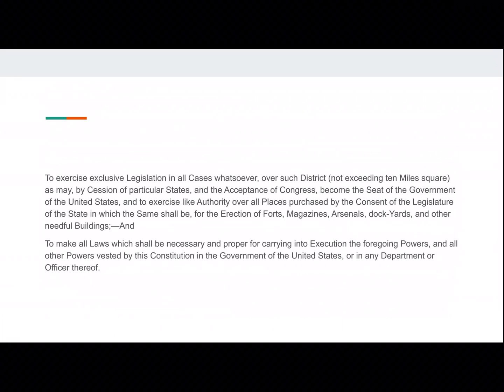And to make all laws which shall be necessary and proper for carrying into execution the foregoing powers and all other powers vested by the Constitution in the Government of the United States or in any department or officer thereof. So they're basically covering themselves. If we forgot that there's a law we need to make later, we have the ability to make it.